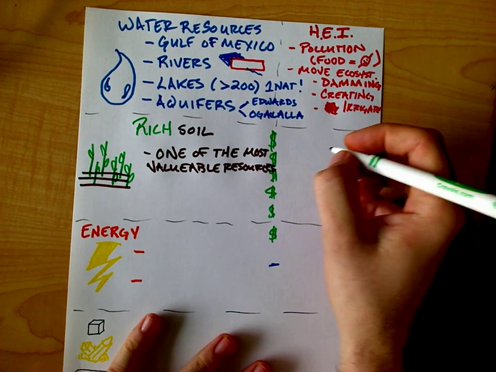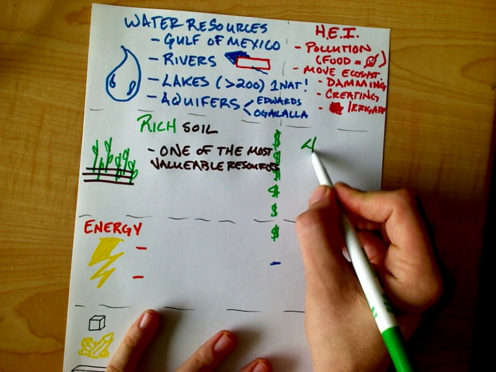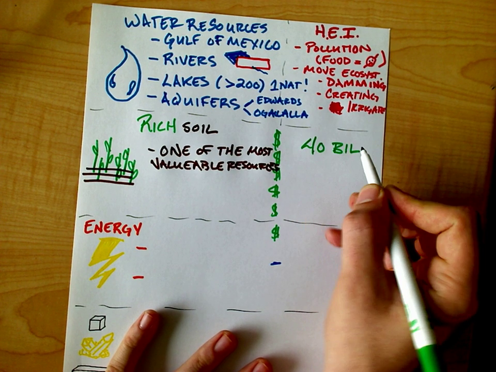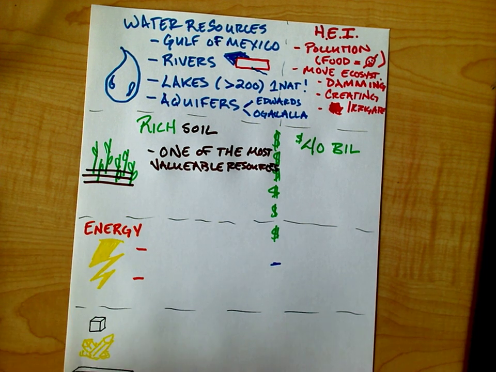It's one of the most valuable resources because we have over 40 billion in revenue every year from agriculture. Farming and ranching is $40 billion, and you have to be careful here, though, because a lot of natural effects, a lot of climate could change all of this.